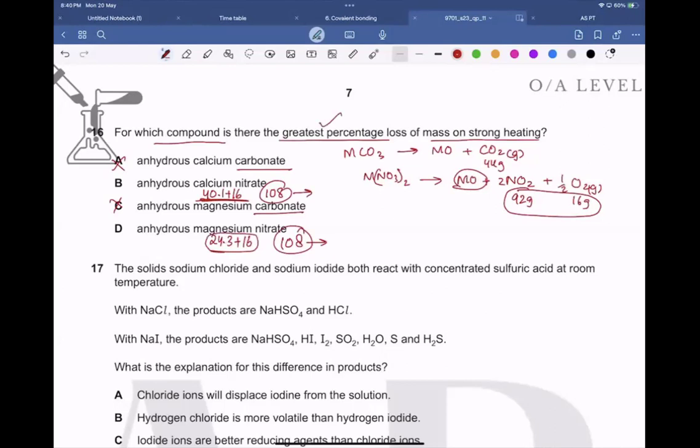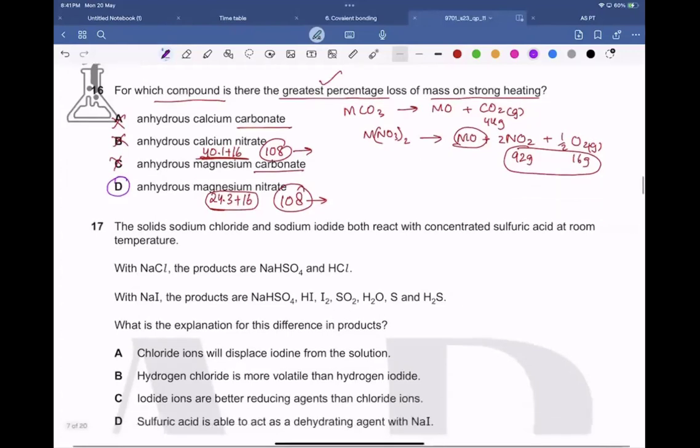So the greatest percentage would be D, not B. So D is the correct answer. Is this clear? Relatively more mass is being lost in D. Okay. Now question number 17.